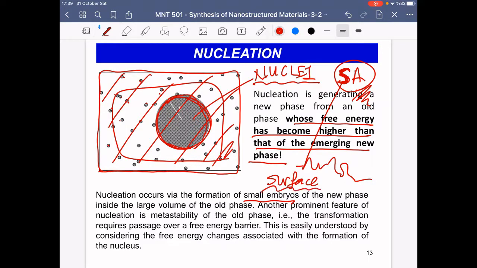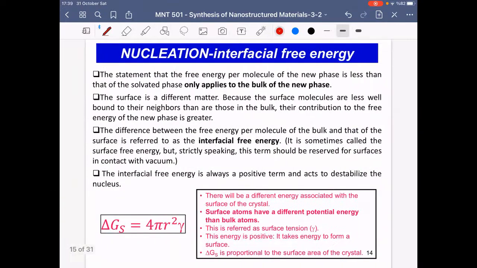Okay, and where is the surface? That's this. The surface is in between, let's say, a liquid phase and a solid phase. So I have an interfacial free energy there, an interfacial surface there, that has a huge impact on what I'm making during the growth of a nuclei or during the growth of a nanoparticle. So the statement that the free energy per molecule of the new phase is less than that of the solvated phase only applies to the bulk of the new phase.